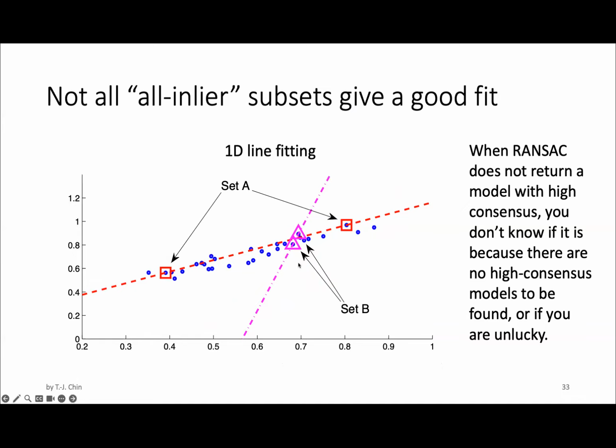This is now a line fitting problem where your line is allowed to go out of the origin. These two points are inliers, and you fit your minimal subset, and it gives you a bad estimate. So in practice, RANSAC usually works, but when it doesn't work, you don't know why. You don't know if it's because there are no good models to be found or because you were unlucky. So you have to run it again.